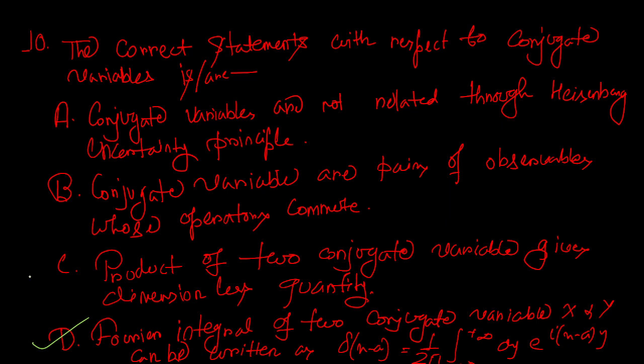So option C is correct, in that sense we can say that. Now let's take another example of two conjugate variables. You can take x and px, where x is displacement and px is momentum. Then they are related by the Heisenberg uncertainty principle. So this option is incorrect.